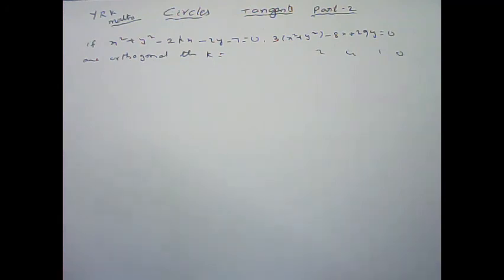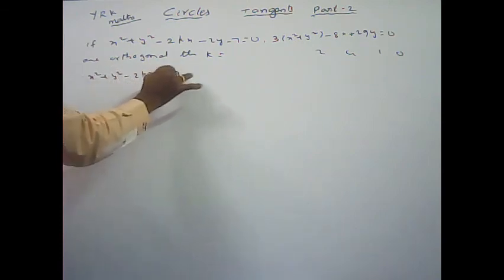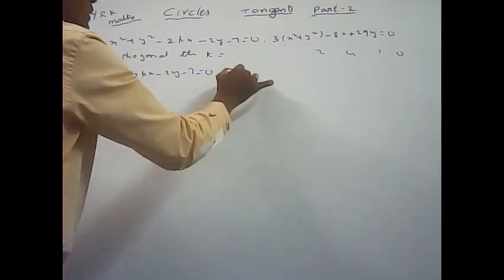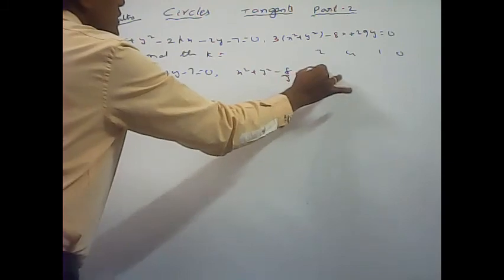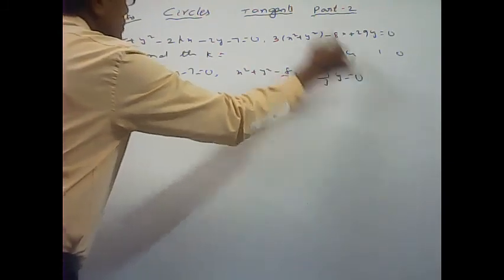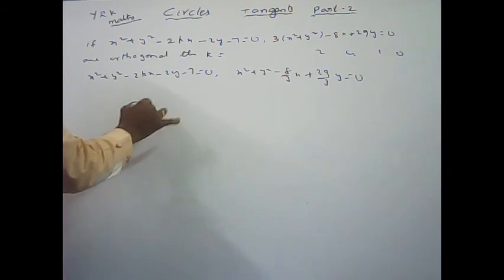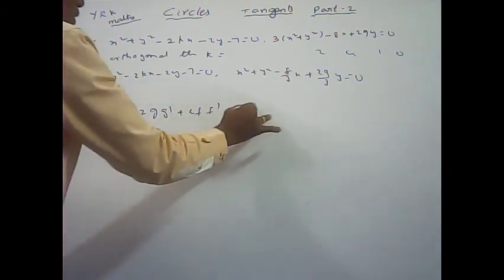Here two circle equations are given. One is x square plus y square minus 2kx minus 2y minus 7 equals 0. Another circle I am dividing by 3: x square plus y square minus 8 by 3 x plus 29 by 3 into y, that is equal to 0. Now both the circles are cutting orthogonally. There I have written one condition: 2g g dash plus 2f f dash is equal to c plus c dash.